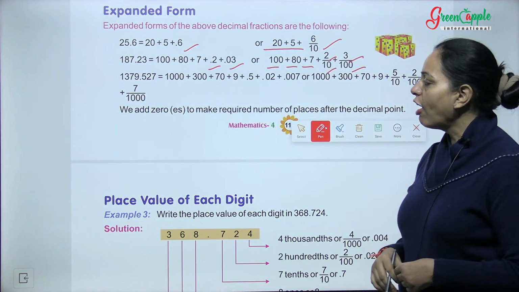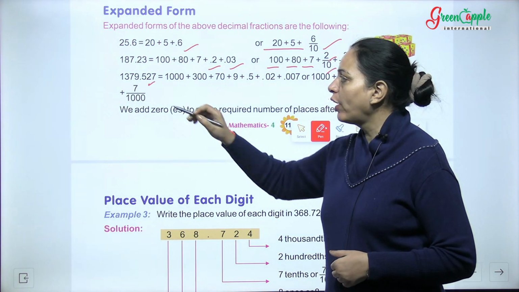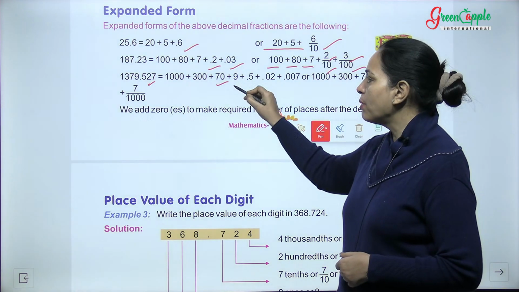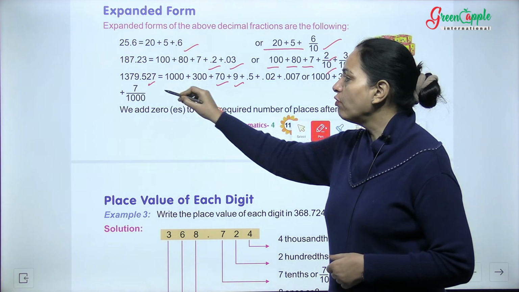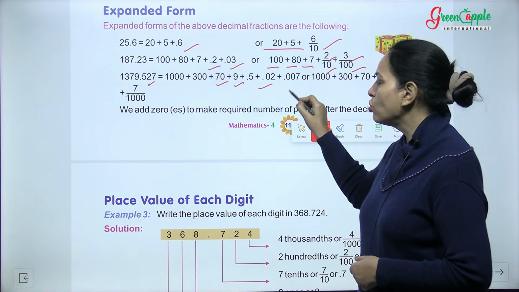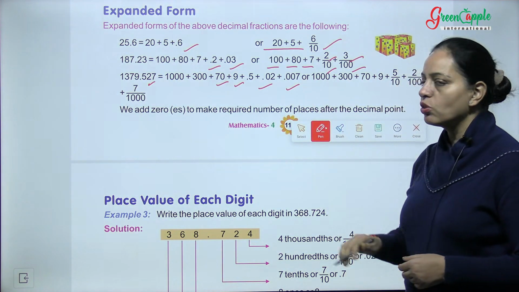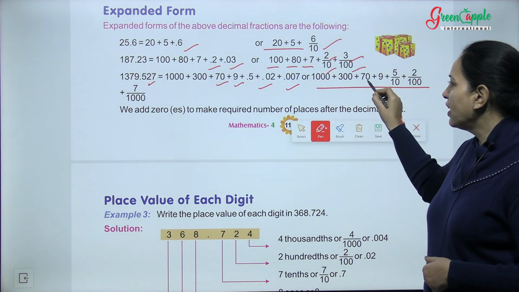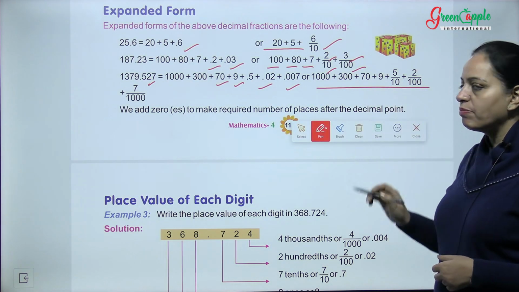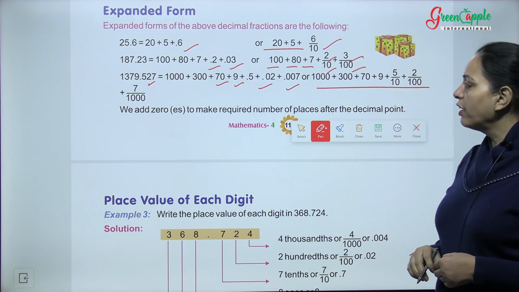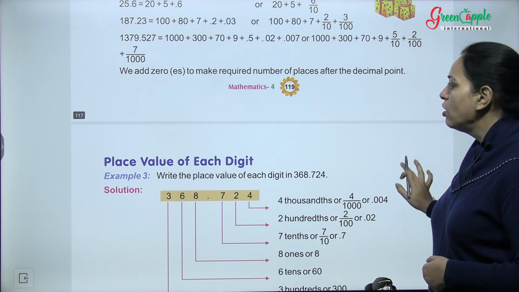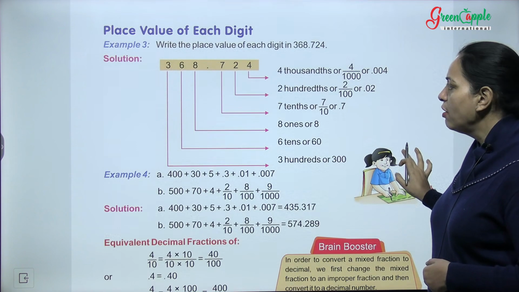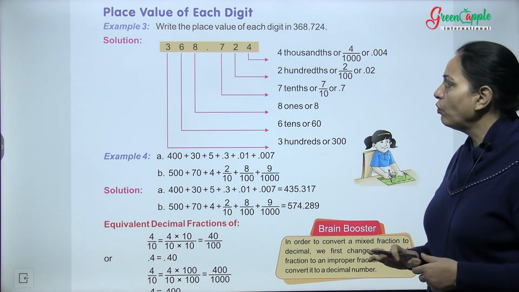The next, 1379.527. So 1000 plus 300 plus 70 plus 9 plus 0.5 plus 0.02 plus 0.007, or we can write like this: 1000 plus 300 plus 70 plus 9 plus 5 by 10 plus 2 by 100 plus 7 by 1000. So we add 0 to make the required number of places after the decimal point.